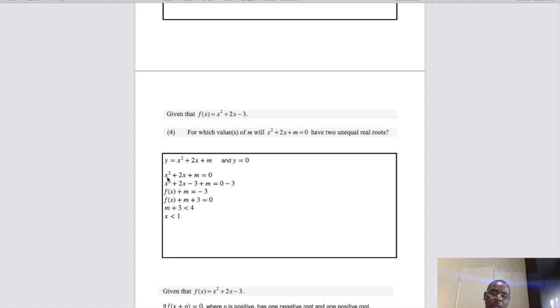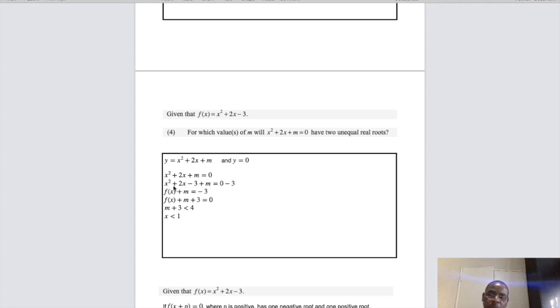So x squared plus 2x plus m is equal to 0. But I need to see clearly the function f of x. That is why I'm adding a minus 3 there. You see, it is not here. I don't see it there, but I'm putting it there. But if I add negative 3 to the left, I must also add negative 3 to the right to balance the equation. So that is what I did there.